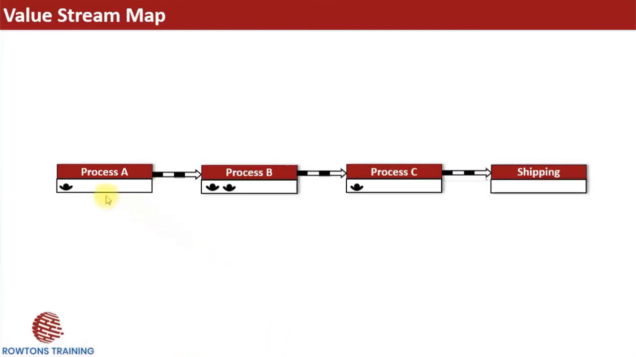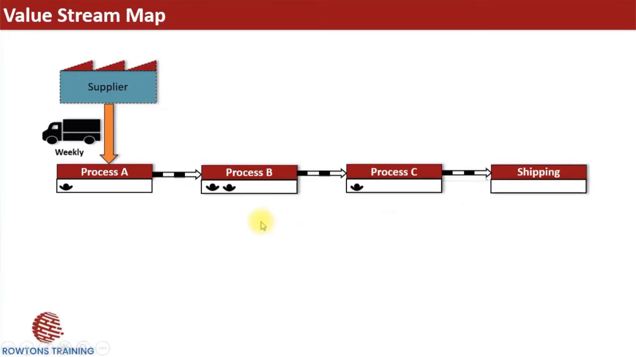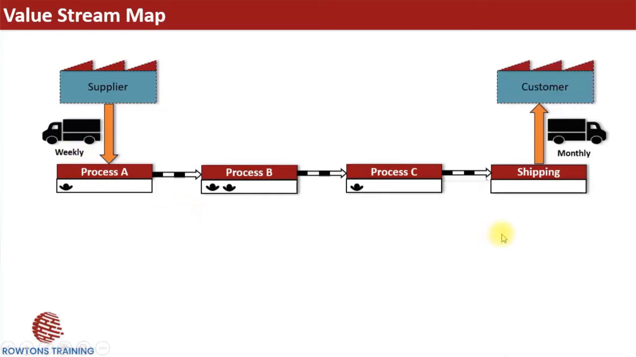Here we've got 3 processes, A, B, and C. These little icons could be the number of people at the process. And after the worker's finished process C, it goes out to shipping. Then we might indicate that there are raw materials coming in from a supplier, obviously, and the frequency of how often we receive our raw materials. Then, of course, once we've finished our goods, they get shipped out to our customer. Perhaps in this particular circumstance, they go out monthly.